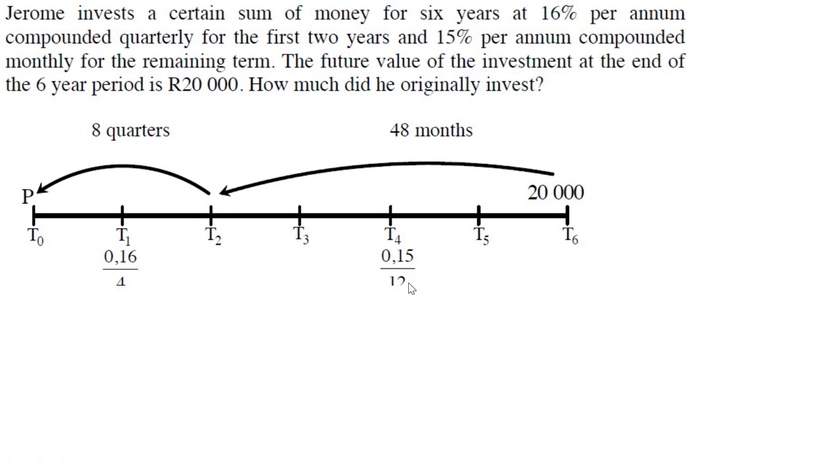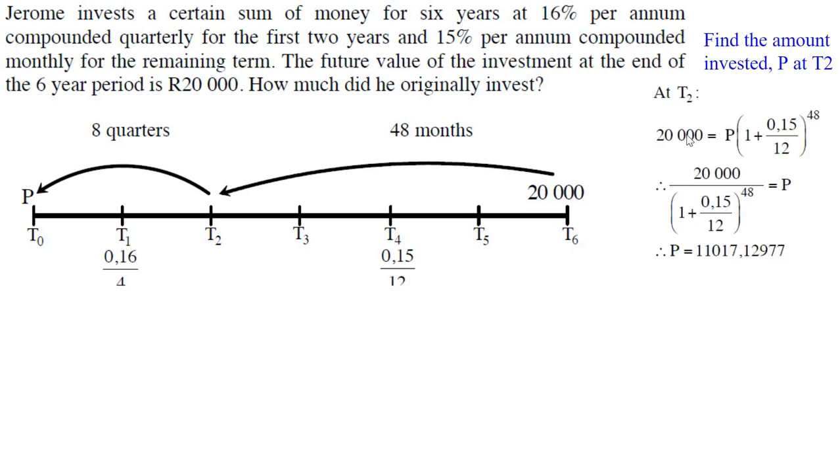And then 15% compounded monthly for the next 4 years, so that's the remaining term. The future value at the end is 20,000 Rand. So how can I work backwards? Well, there's a hard way to do it, and it's the way I used to do it. You want to figure out what this P is. You've got the A, so you can use the formula. The A is 20,000, and you're trying to figure out P.